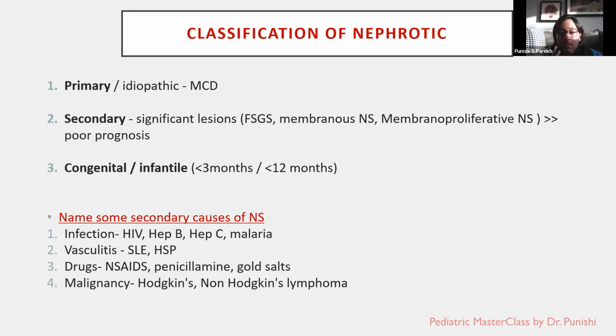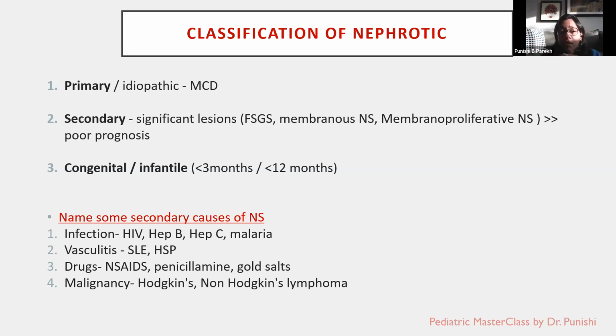Okay. And the third one is congenital or infantile. The definition is only on the basis of the age. So the congenital nephrotic presents less than 3 months of age, and infantile presents less than 12 months of age. So depending on the age at presentation, you can classify them as congenital or infantile. They have a lot of genetic causes as to why they happen, and we'll see them in the next discussion.